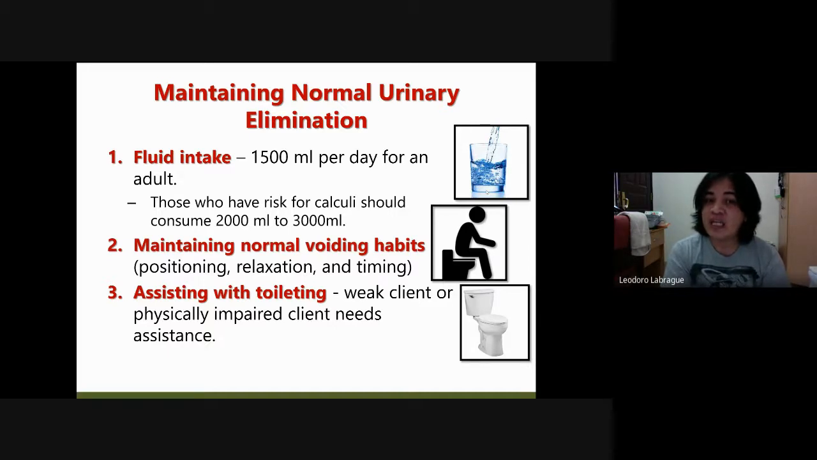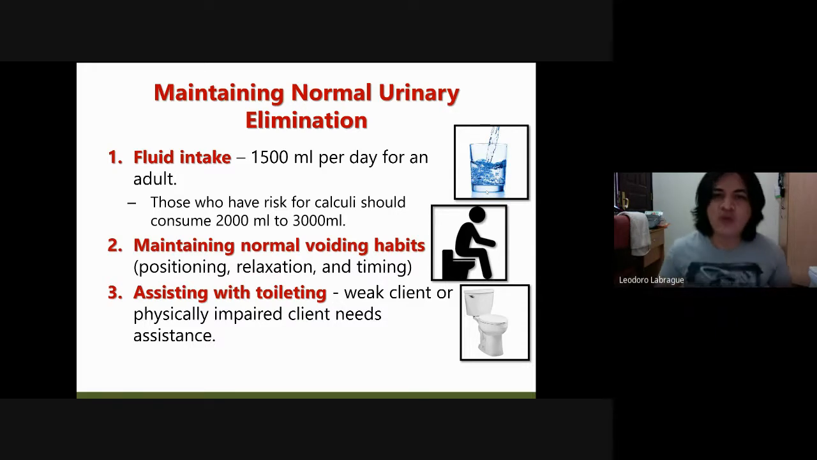This fluid intake is especially important if the patient has a risk of developing calculi. Calculi are stones, kidney stones, the formation of stones in the kidneys. If the patient has that risk, the more you have to increase fluid intake. Fluid intake is also important in hot weather, especially during summer. The more you have to increase it, even greater than 1,500.